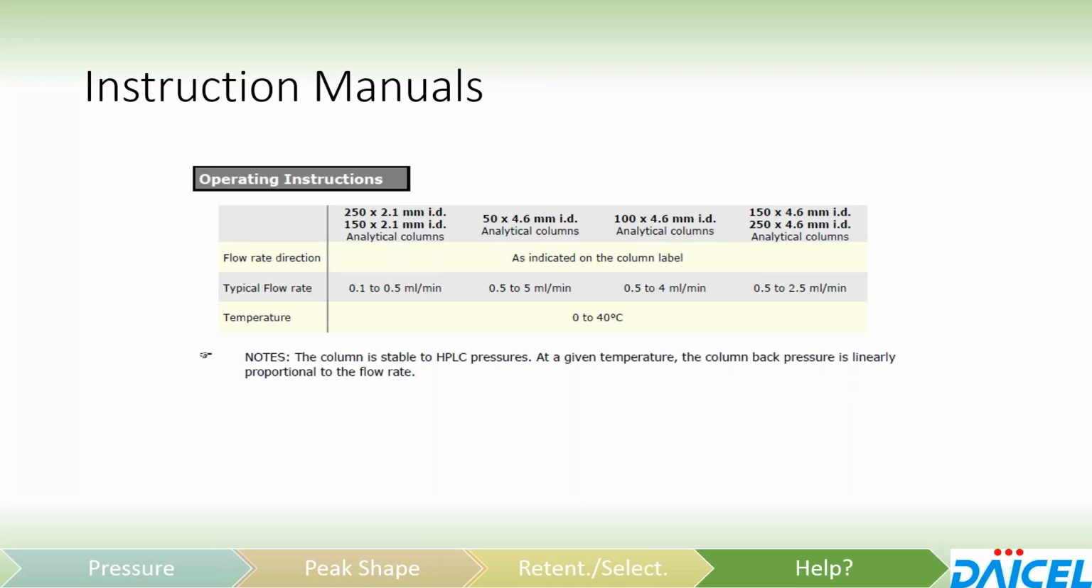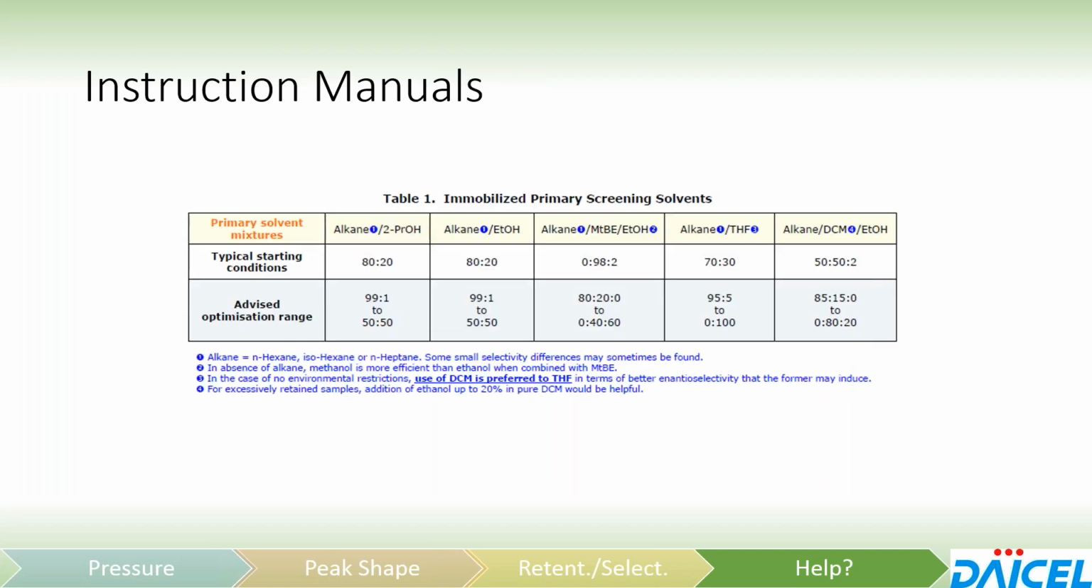But in those instruction manuals, you will find some very useful information. This is a sample from our immobilized 3-micron stationary phases. You will find such things as operating instructions, the typical flow rates, and the recommended temperature ranges. You will also find suggested starting conditions for your screening. So these are your normal phase conditions here, your hexane IPA, hexane ethanol, and these are your extended range forbidden solvents that should never ever be used on your coated phases. So your MTBE, THF, and your DCM mobile phases.